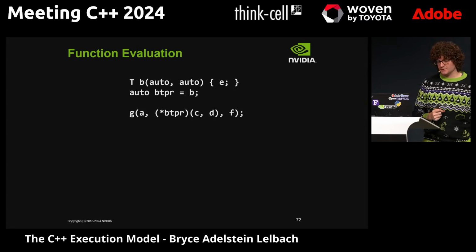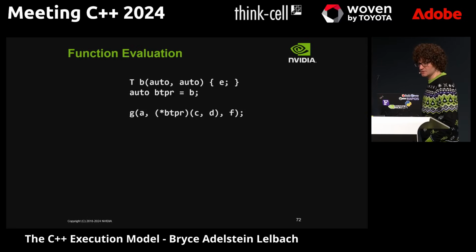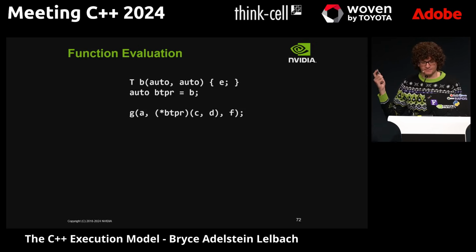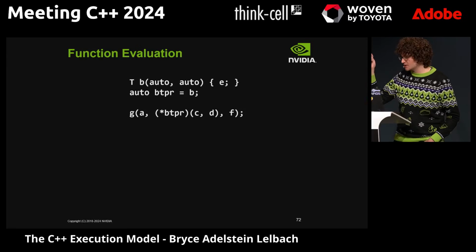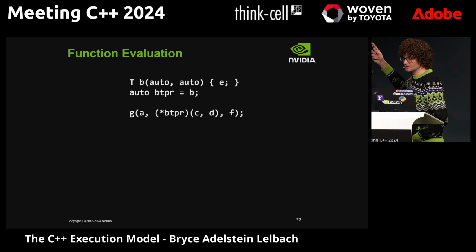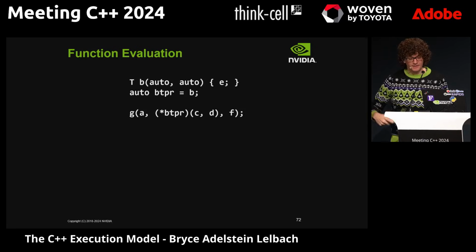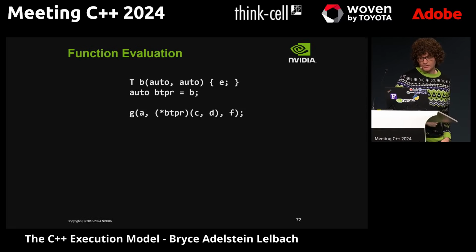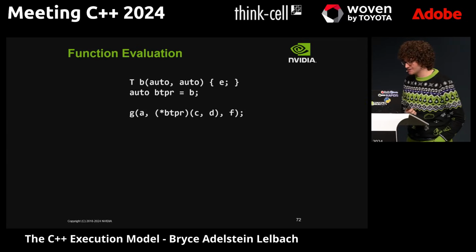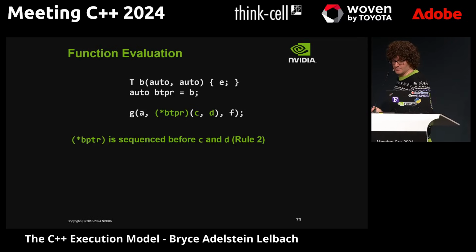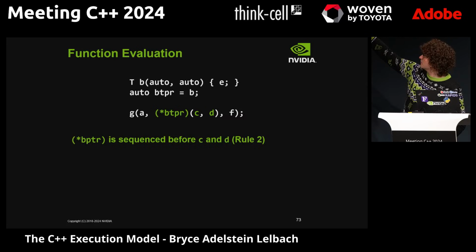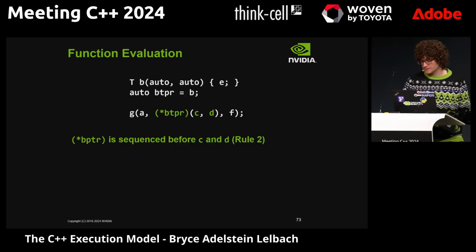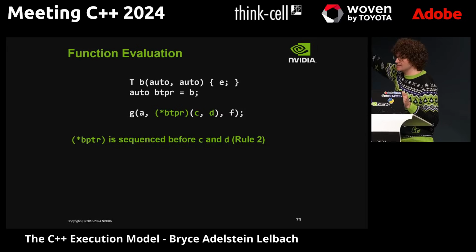So let's look at an example. Here we've got a function b, which takes 2 parameters and has a body e. We've got a call to another function g, which takes 3 parameters: the expression a, an expression containing an indirect call through a function pointer to b, and then the expression f. And the call to b takes 2 parameters, the expressions c and d. So the expression designating the function being called, the dereference of b pointer here, is sequenced before the argument expressions to that function call, which is c and d here.